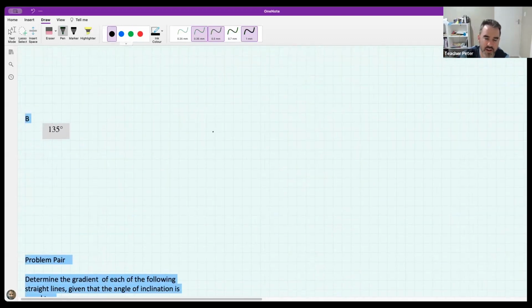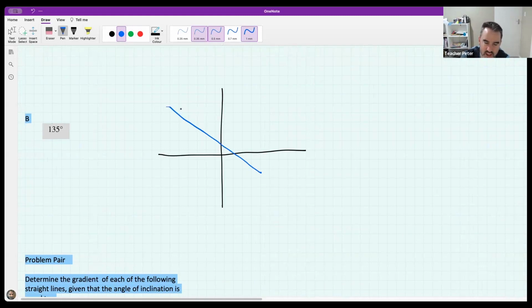Now, this one, the angle is 135. Now, 135 actually gets me to this side. So my angle of inclination is going to be this. Now, I want you to figure out what is the gradient of this blue line if the angle of inclination is 135.